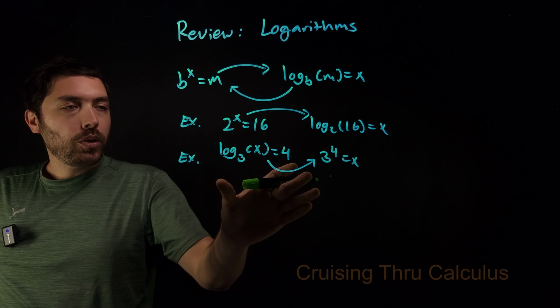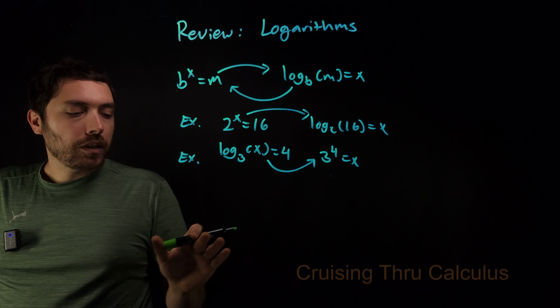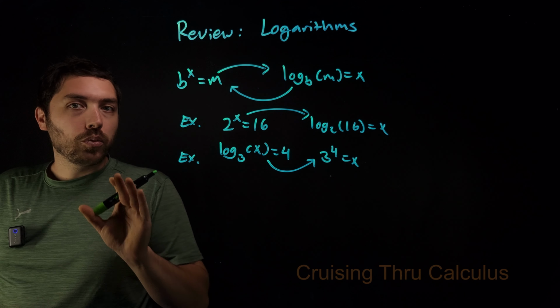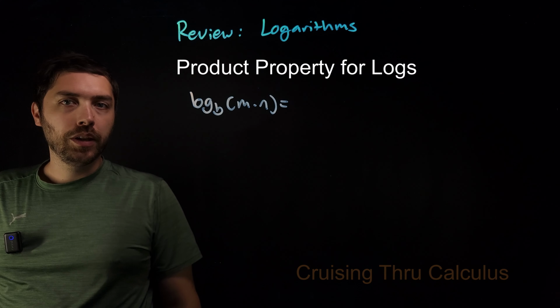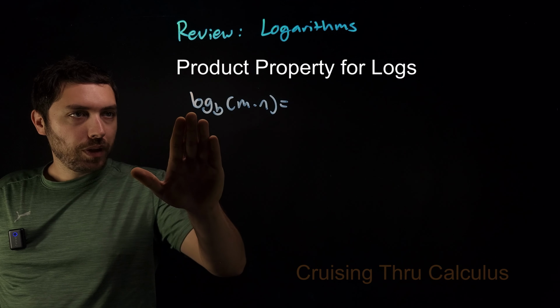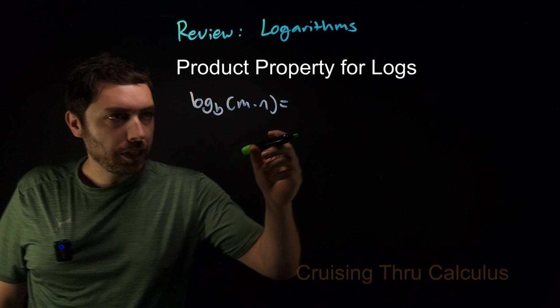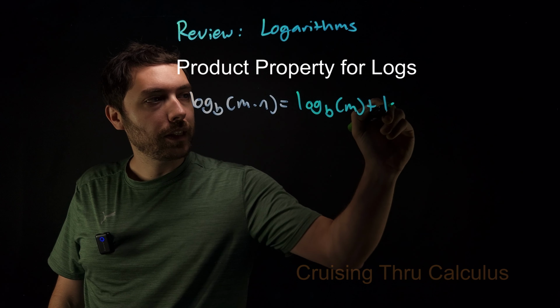Now I'm going through this part pretty quickly because these particular kinds of things don't come up super often in calculus, but the next couple of things really come up often, so pay close attention here. The first thing we're going to look at is called the product property for logarithms. So if you have a log and you're multiplying on the inside, you can actually split this up into two pieces that are being added, like this.